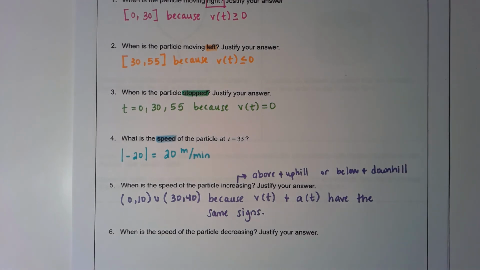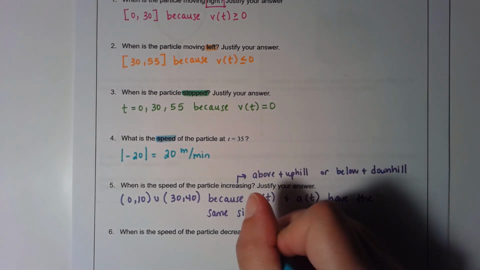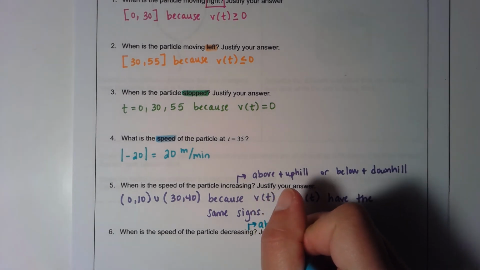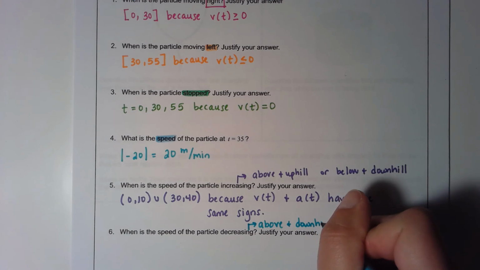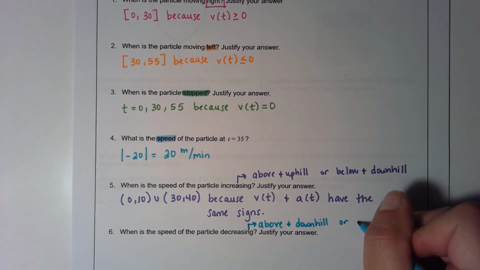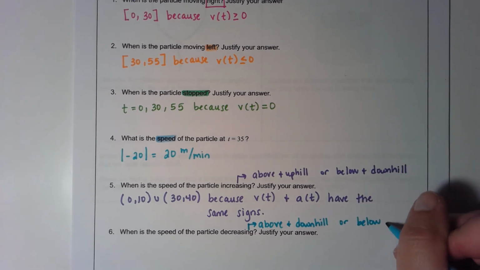So they both are positive or they both are negative. And last but not least, when is the speed of the particle decreasing? So speed is going to be decreasing whenever we are above and downhill. I'm going to use blue for this. So it's going to be above and downhill. So kind of like opposites, right? Above but downhill, or below and uphill.